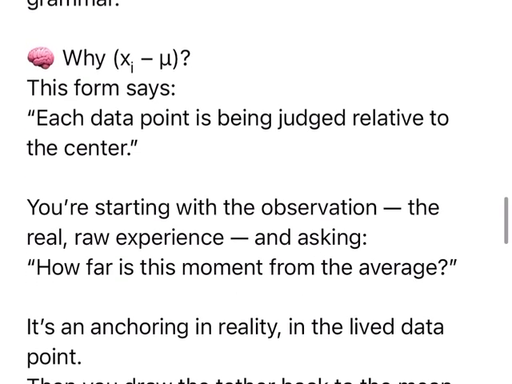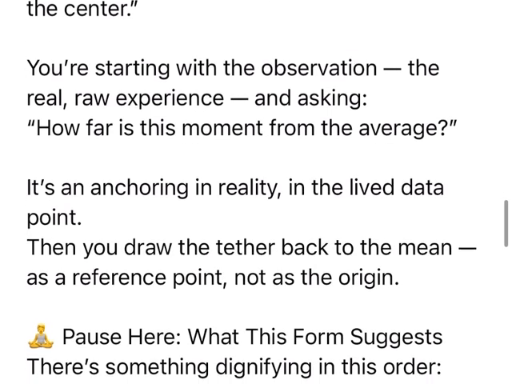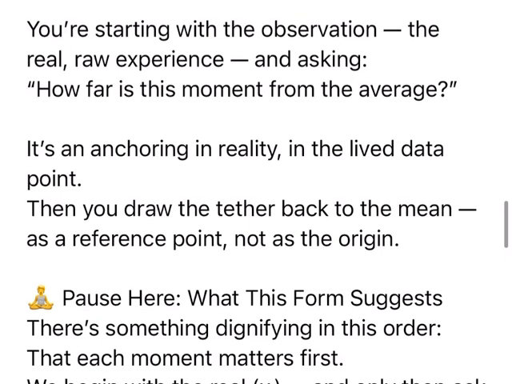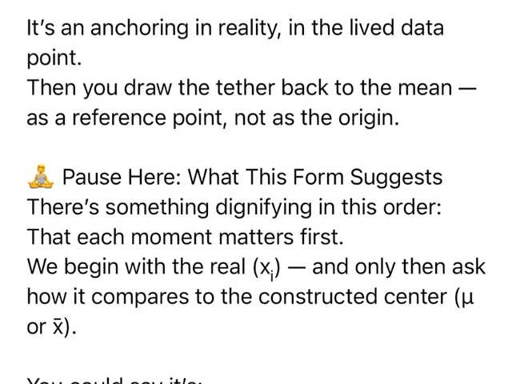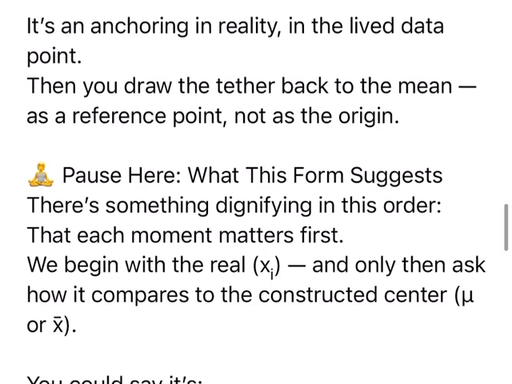Why x minus mu? This form says each data point is being judged relative to the center. You're starting with the observation, the real raw experience, and asking, how far is this moment from the average? It's an anchoring in reality, in the lived data point. Then you draw the tether back to the mean as a reference point, not as the origin.